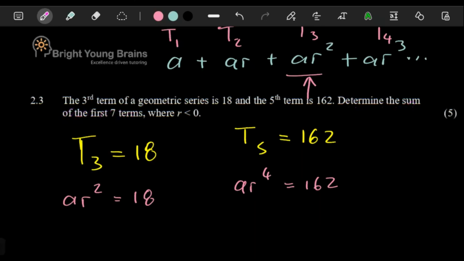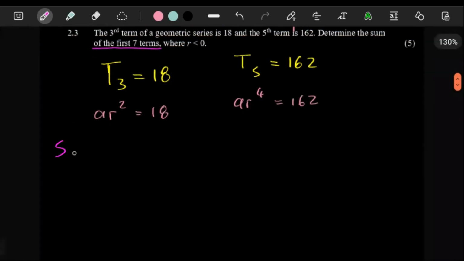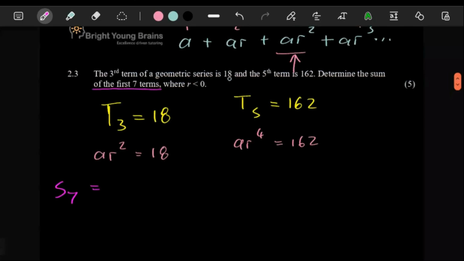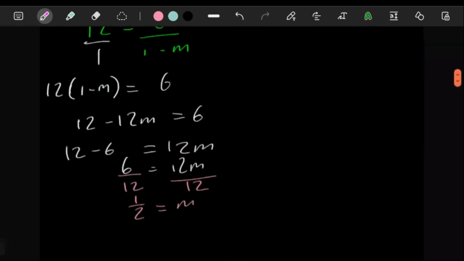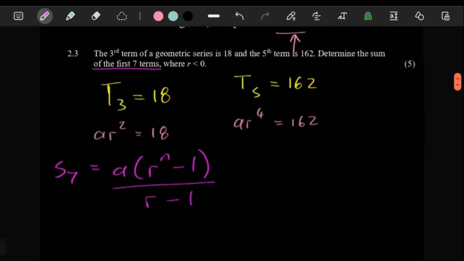So them asking to determine the sum of the first 7 terms, clearly you would ask yourself, they're asking for S7, where R is smaller than 0. Whichever way, if T3 is 18 and T5 is 162, our sequence is clearly getting bigger and bigger. So the Sn formula that we can think of is this one, R minus 1. Because if it was getting smaller and smaller, the Sn formula we would be thinking of is this one. But anyway, the information they've given us is 1, 2, and then 3.